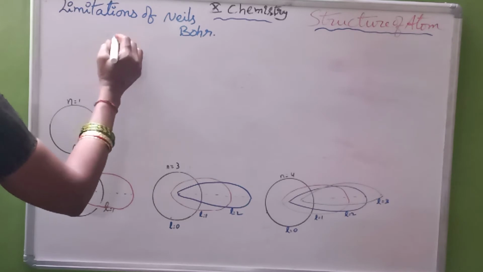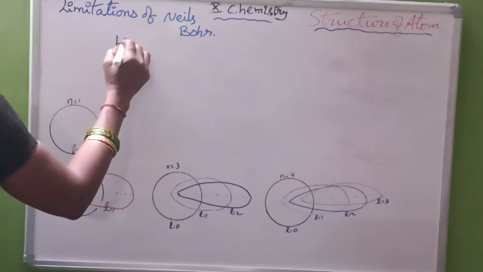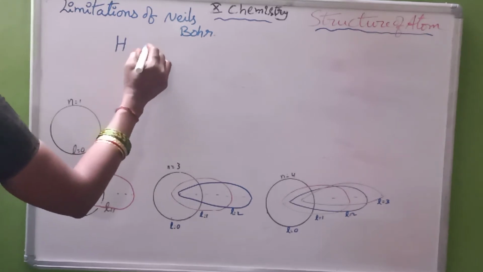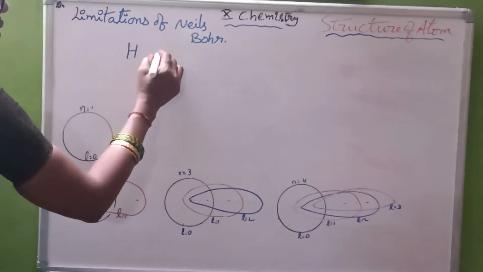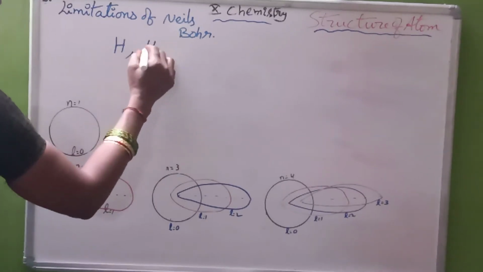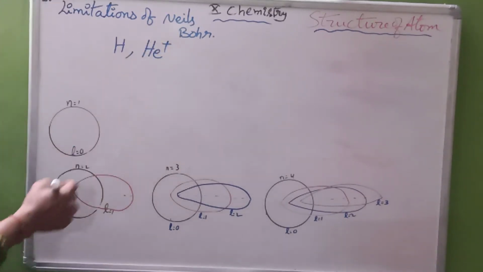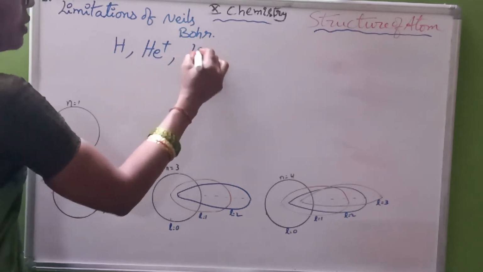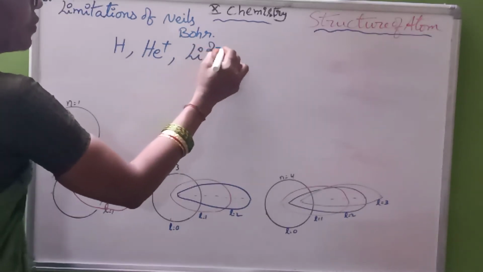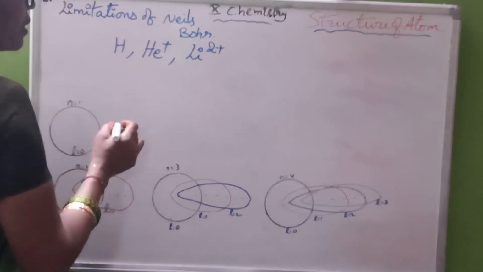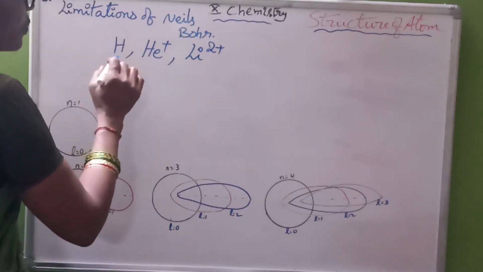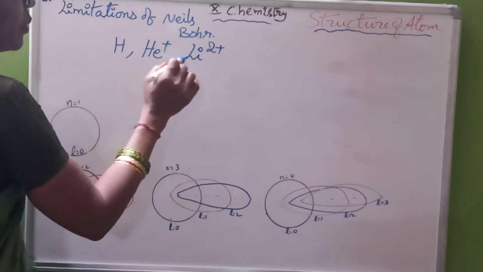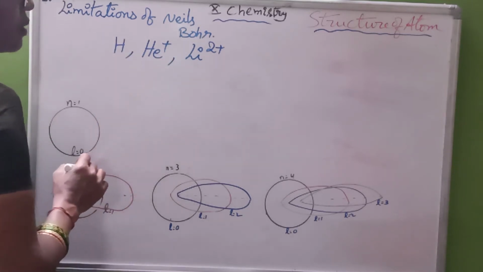Niels Bohr could explain the atom or ion with one electron. If you take a hydrogen atom, it has only one electron. If you take the helium unipositive ion, it also has one electron. And the lithium 2 positive ion also has one electron. So he could explain only the atomic spectra of hydrogen, the helium ion and the lithium ion.